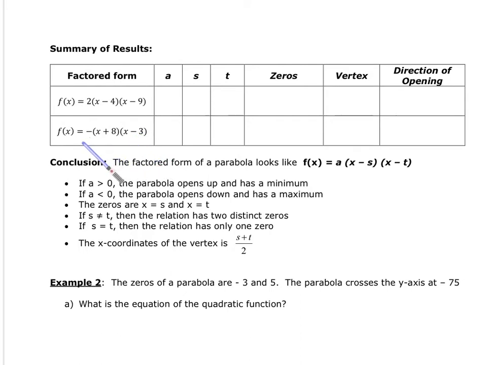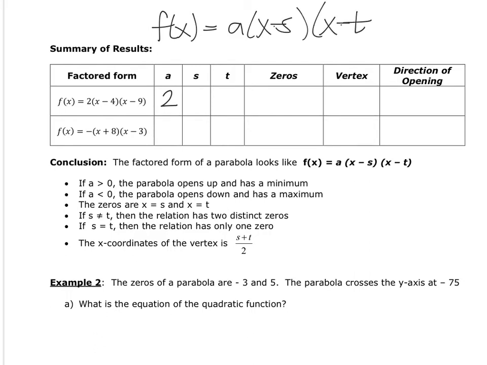Okay, so if you are playing this video, that means you have everything filled out and you're just checking your answers. So I'm going to do them really quick. A is clearly 2 here. I'll just write the factored form up here just as a reminder. f(x) equals a(x minus s)(x minus t).